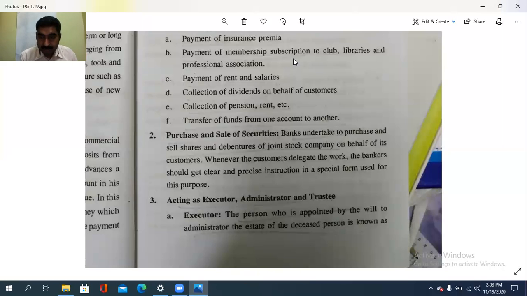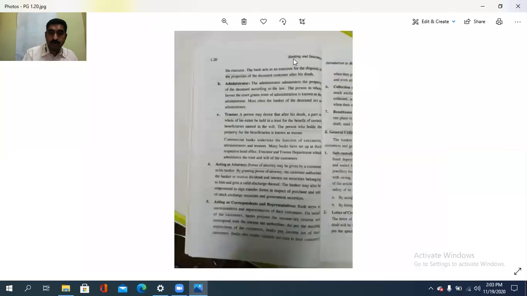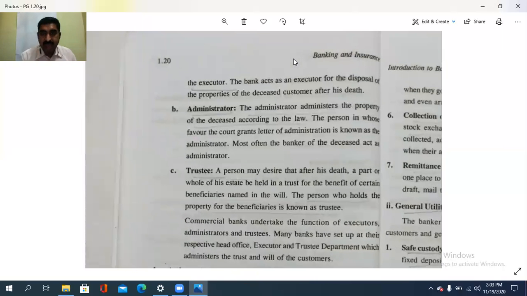So the person who is appointed by the will to administer the estate of the deceased person is known as the executor. The bank acts as an executor for the disposal of the properties of the deceased customer after his death. So the bank acts as an agent, isn't it?